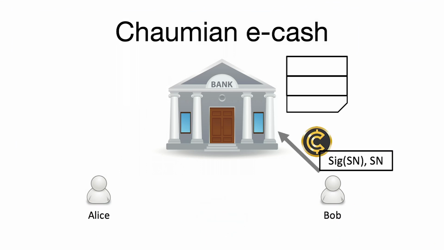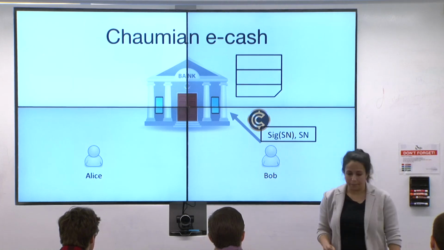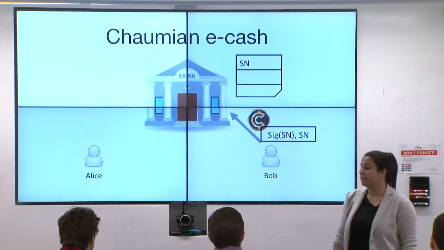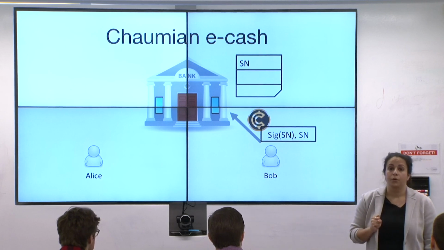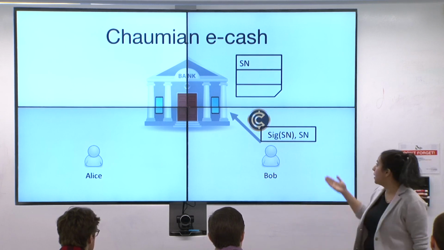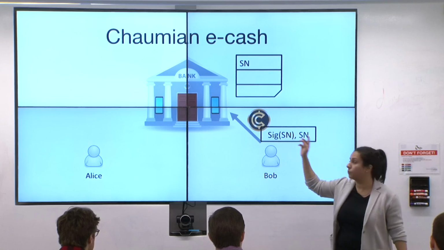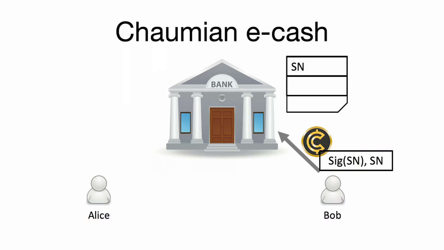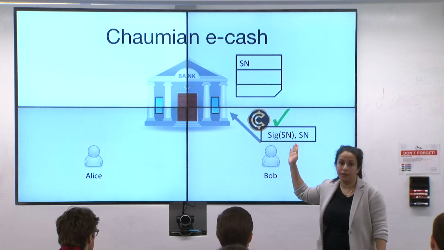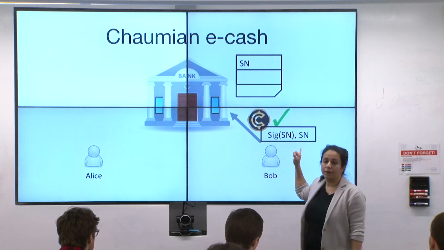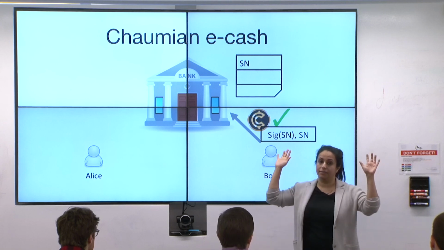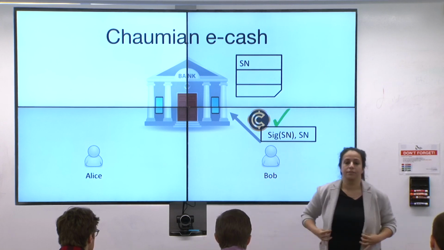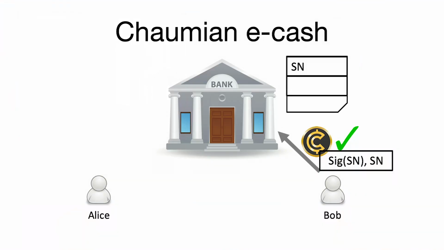In order to redeem this, Bob gives this coin to the bank. The bank says, okay, I've never seen this secret number before, and you have my signature on it, so I'm going to assume that I went through this process with somebody and signed something, and now I'm going to record that secret number. Once that happens, Bob can be sure that this coin hasn't been spent before. The bank keeps a running list of all the secret numbers it's seen, and if it ever sees one again, it can say, no, this is not correct. I should never see a secret number more than once.